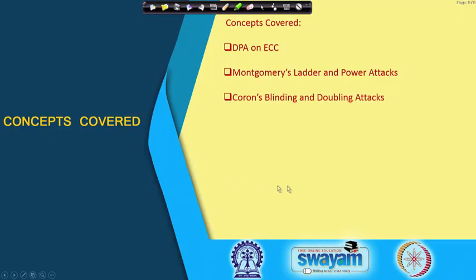To start with, today we shall be covering these concepts. We shall be looking into DPA on ECC, and we shall be talking about a specific way to implement the elliptic curve hardware, which is called Montgomery's ladder, in the context of power attacks. We shall look at an interesting technique of protecting against DPA, called Coron's blinding technique, and we shall also reflect on an attack called doubling attacks, which is relevant on the Montgomery ladder, and maybe also on Coron's blinding technique.